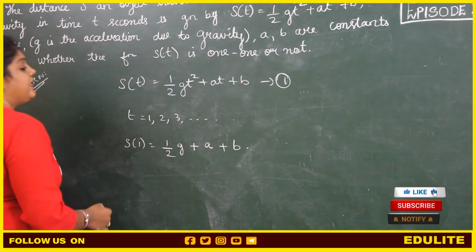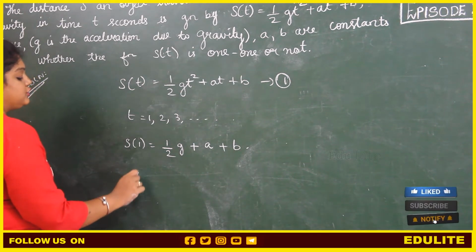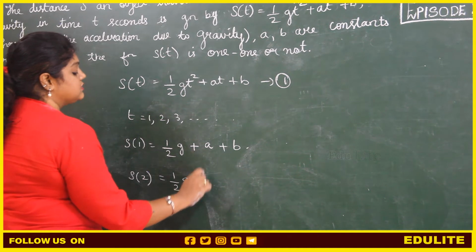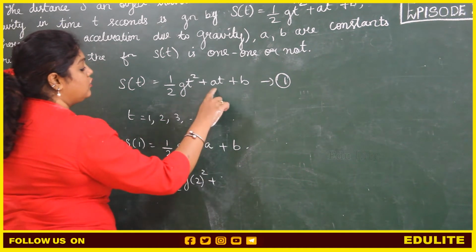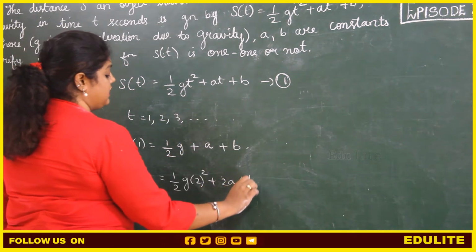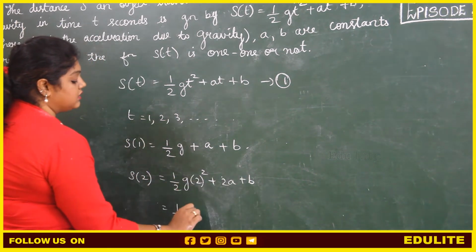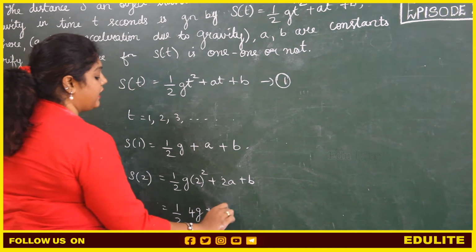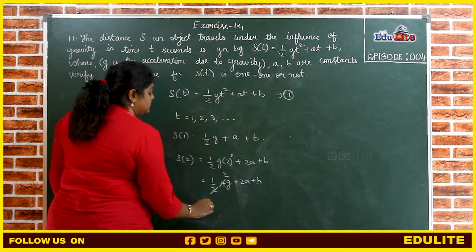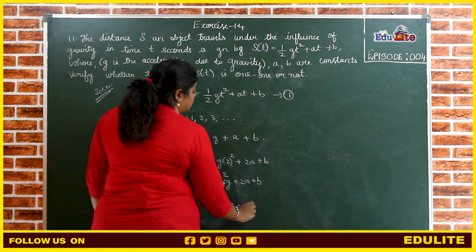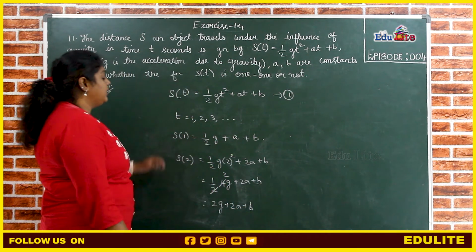Next I will put the value of t as 2. What will it become? 1 by 2 g t squared, so 2 squared, 2 into a plus b. Simplifying this, 1 by 2 into 4 g plus 2a plus b, which will become 2g plus 2a plus b.